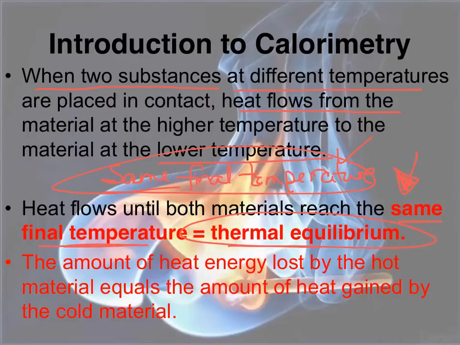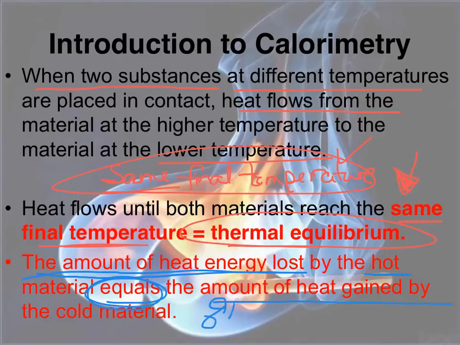Another way to look at that is the amount of heat that is lost by the hotter substance is equal to the amount of heat that is gained by the cold material. So q, the heat lost by the hot substance, is equal to q, or heat, of the cooler substance. Obviously the math signs are going to be different.